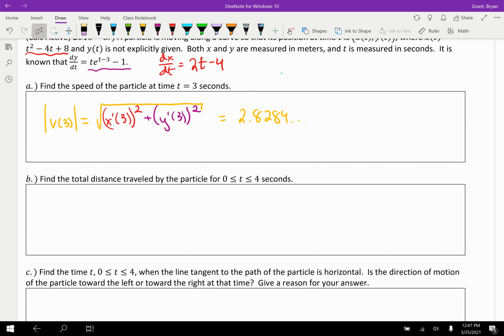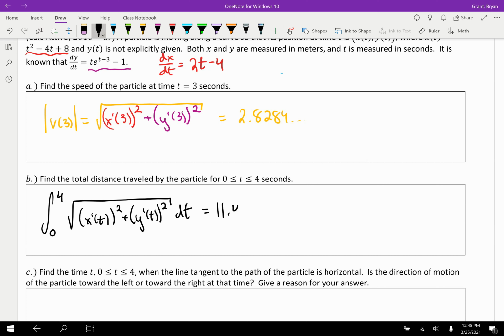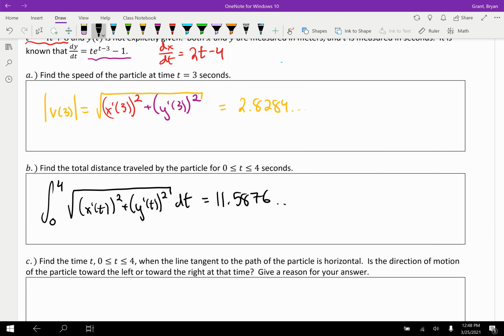And then total distance, very similar as well. Just getting you that practice in, right? Integral from 0 to 4, square root of x prime of t squared, right? We want to make sure there's a function here, and y prime of t squared dt. Put all that into your calculator. It's calculator active. You'll get 11.5876.